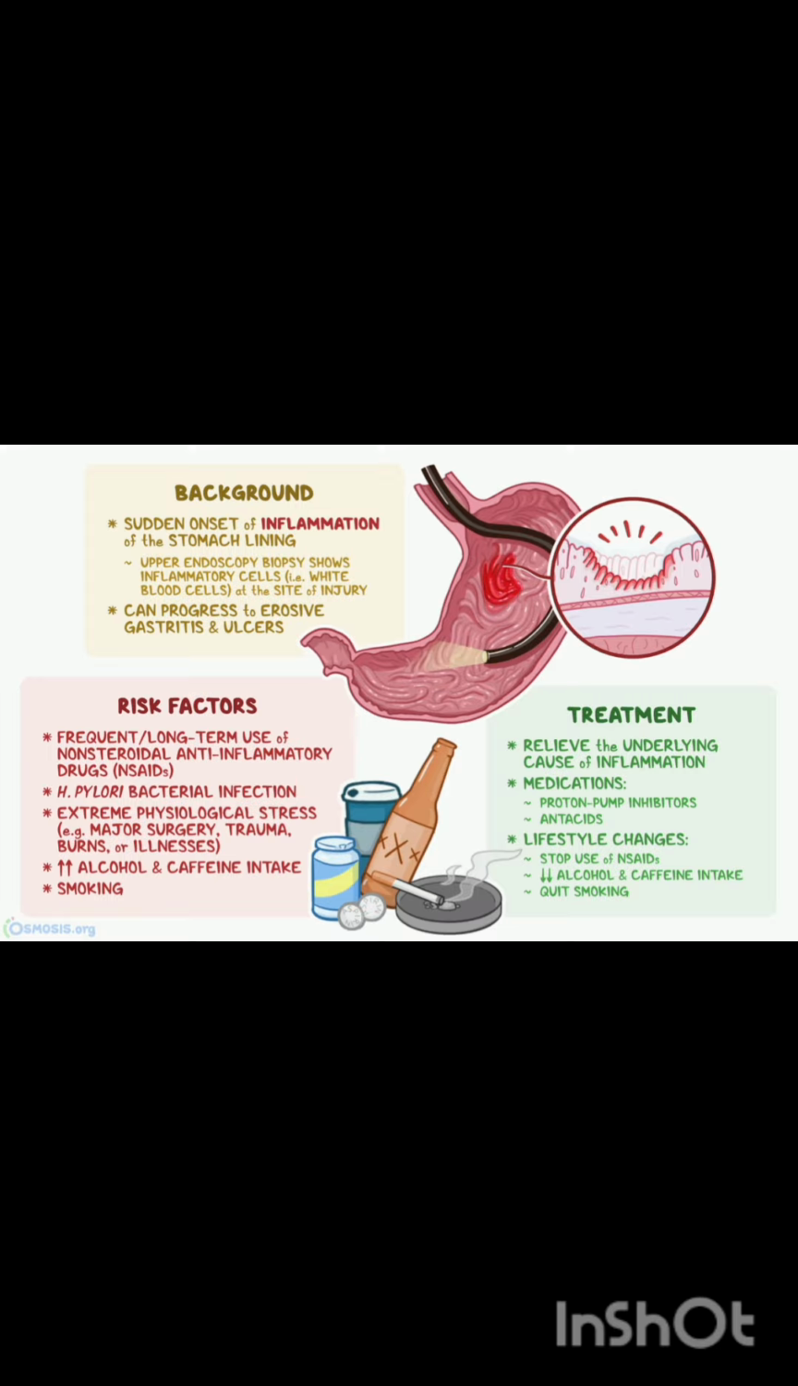The sudden onset of the inflammation of the stomach lining. Upper endoscopy biopsy shows inflammation of the cells, white blood cells, at the site of the injury, and can progress to erosive gastritis, and eventually leads to ulcers, that is the complete erosion of the mucosal lining.